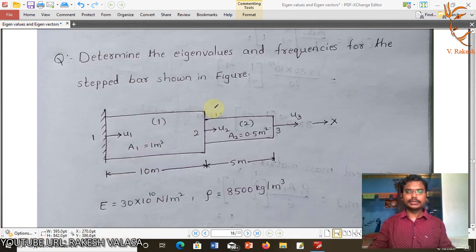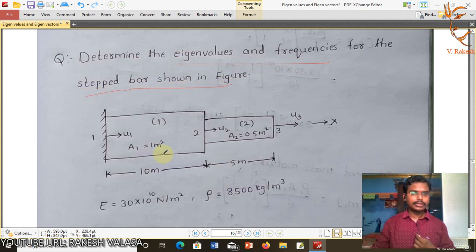Good morning, students. Welcome to Finite Element Methods tutorial. In this lecture, I am going to discuss one problem on eigenvalues and natural frequencies. Problem number one: determine the eigenvalues and frequencies for the stepped bar as shown in the figure.